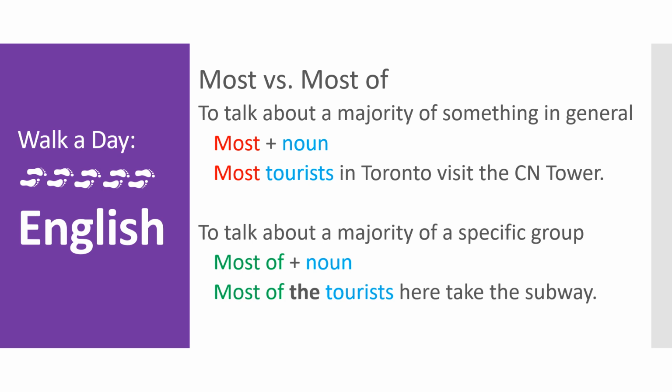Now, you'll notice in my example, I have the word the. So with this pattern, I do need a word between most of and my noun. So that word is going to be a the, for example. In this case, most of the tourists here take the subway. But it can also be words like this, that, these, or those. It could also be words like my, his, her, yours, our, their.